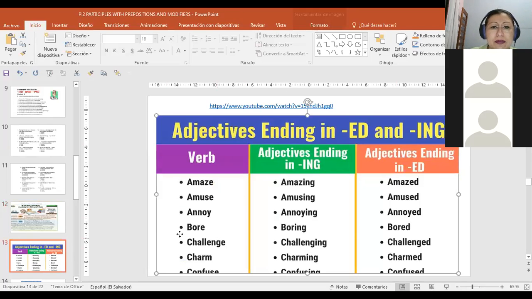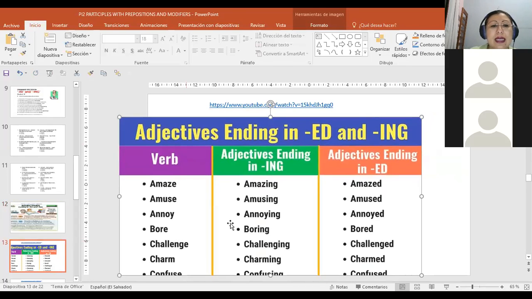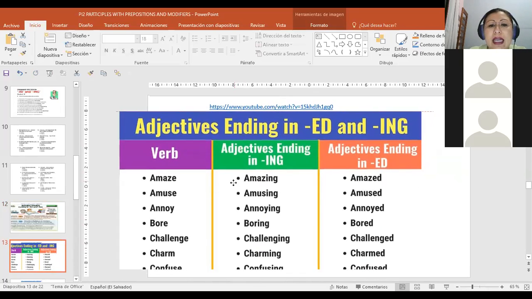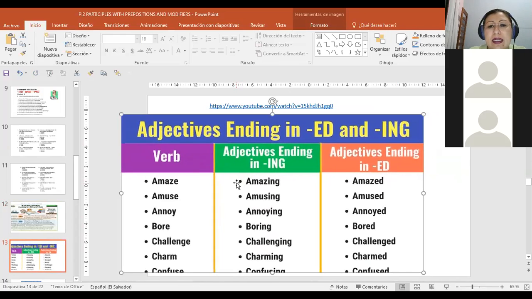Ok, let's see. It says, we have the verb amaze, the adjective ending in ing, amazing. The adjective ending in ed, amazed. Amuse, amusing, amused, annoy, annoying, annoyed, bore, boring, bored, challenge, challenging, challenged, charm, charming, charmed, confuse, confusing, confused.